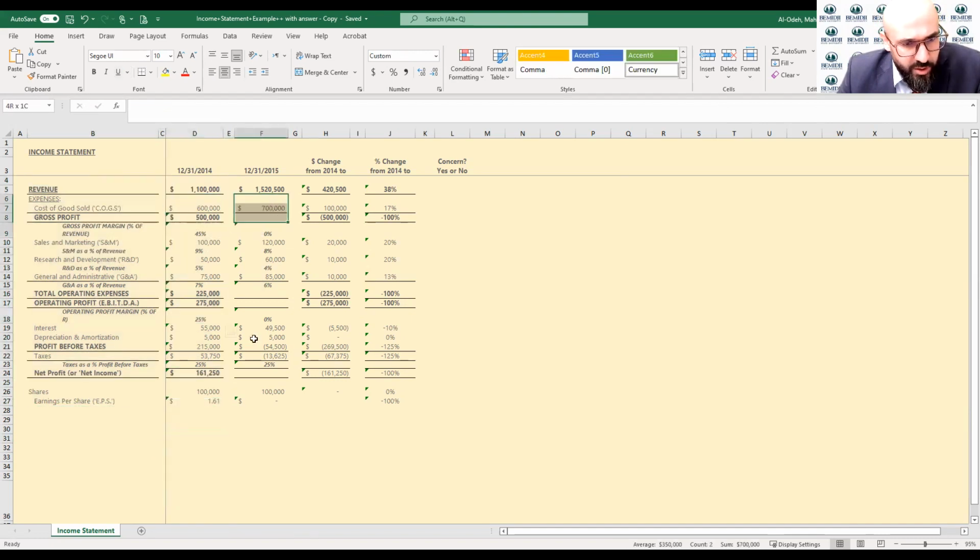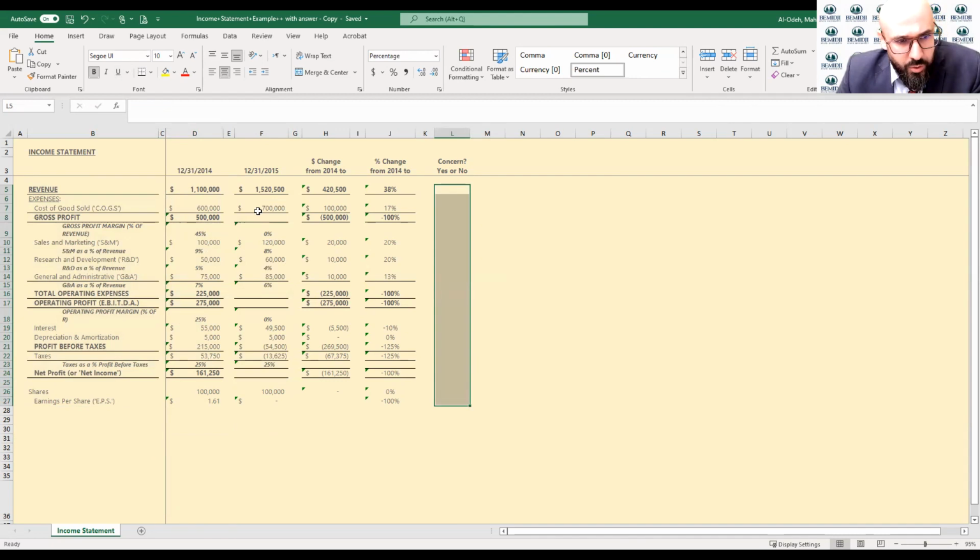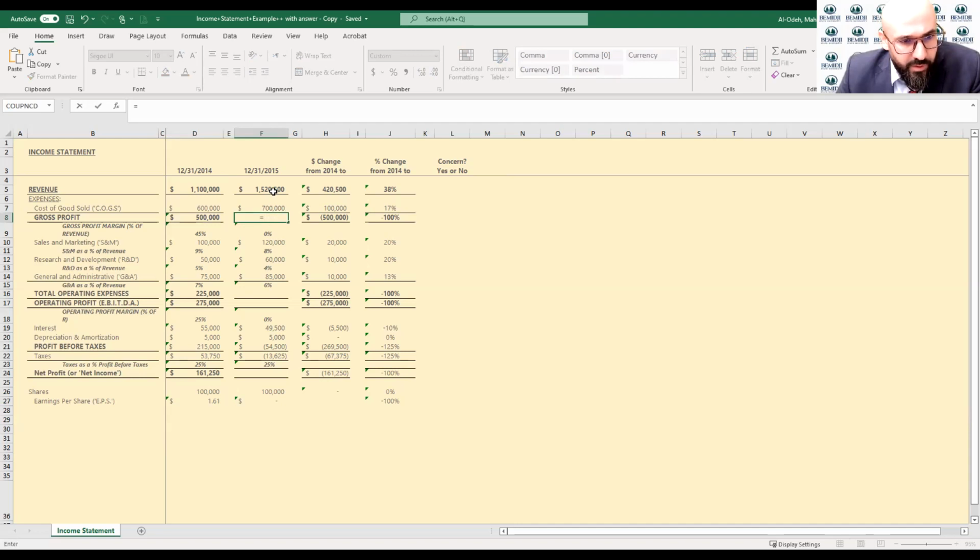All right, now how this is important, we need to compare it with previous year with the current year. So for example, and see how that's going to do, and if there's any concern for us between the 2 years. So we're going to do the same thing here. We're going to calculate the gross profit by subtracting this minus F7.